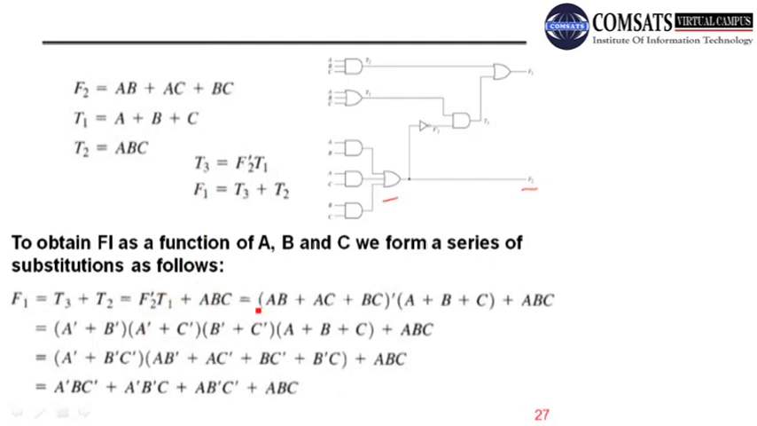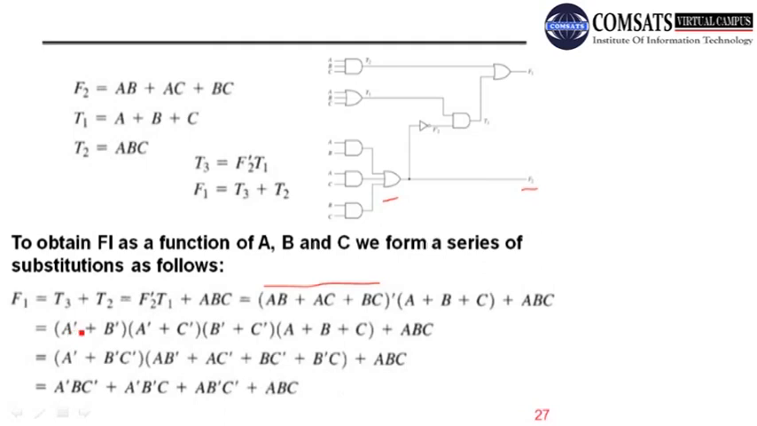And then we have F2. Here AB, AC, but we have a complement over here, and then we have A plus B plus C. So this is T1, and finally this is the same expression. Here you can see that break the line, change the sign, break the line, change the sign. We have used De Morgan's law over here.